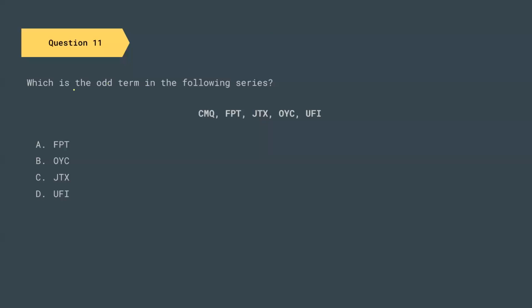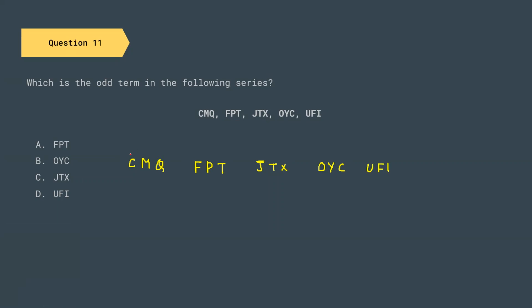Let us look into this question. Which is the odd term of the following series? You have to find which one of them is odd. So let us try. I will write this giving them space in between so that I can work around with this. So we have CMQ, then FPT, then JTX, then OYC, then UFI.